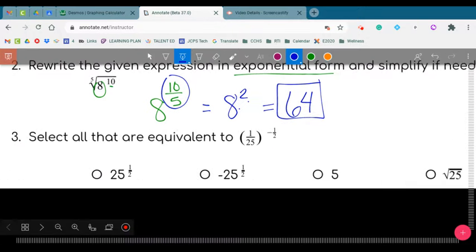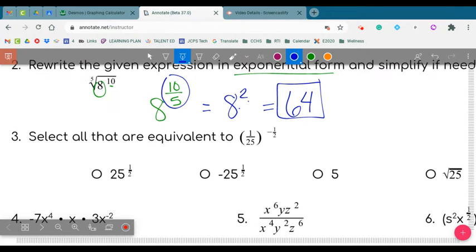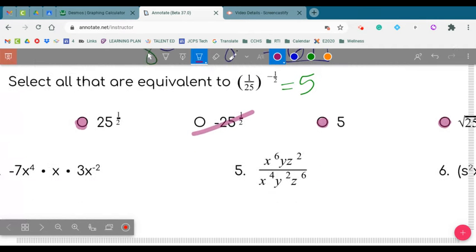Okay, next one, select all the following that are equivalent. I told you guys yesterday, this is one that you can just type into your calculator. If you type this into your calculator, you should get 5. So any of these that you type in and get 5, those are your selections. This one you won't. We already said 5, and the square root of 25 is 5. So those would be your 4 options.